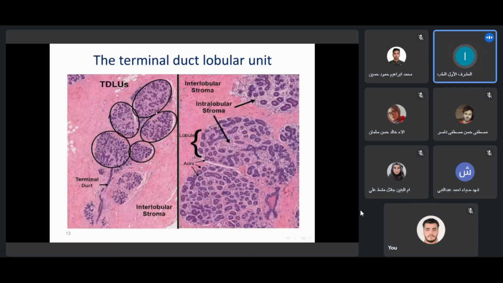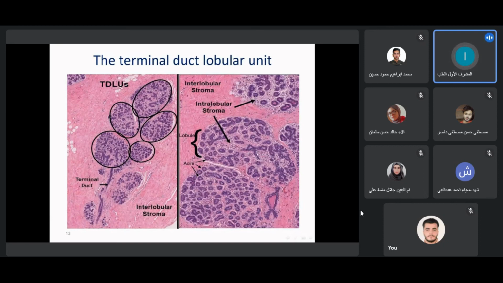This is the histological appearance of the terminal duct lobular unit. These are the lobules, or the terminal duct lobular units, and these small structures here are the acini, or the ductules, and this is the terminal duct. The stroma between these lobules is called the interlobular stroma.